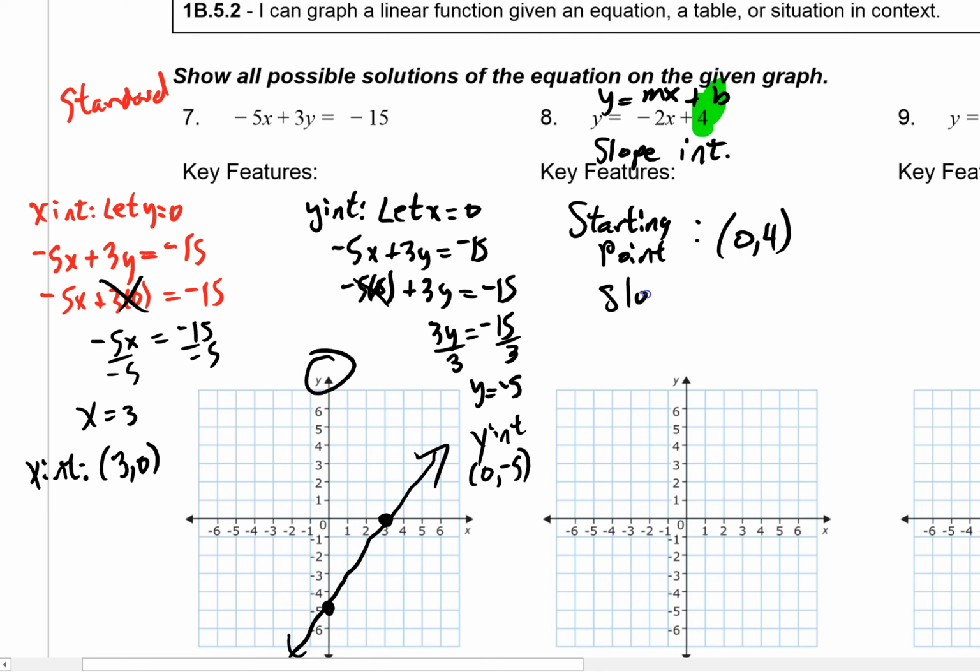Our slope is negative 2, or we could say it's negative 2 over 1. And that tells us to go down 2 and 1 to the right. So how do we graph this? Well, we go to 0, 4. That's right here. We're going to go down 2 steps, 1 to the right. Down 2 steps, 1 to the right. Keep going. You could also go up 2 steps, 1 to the left. And without too much work, guys, you're going to have that graphed.